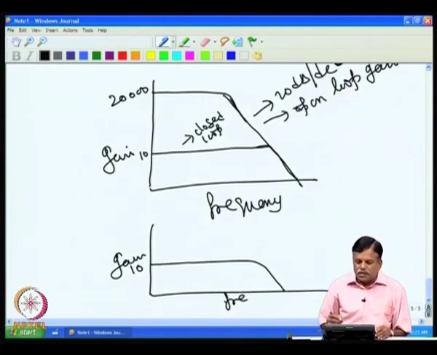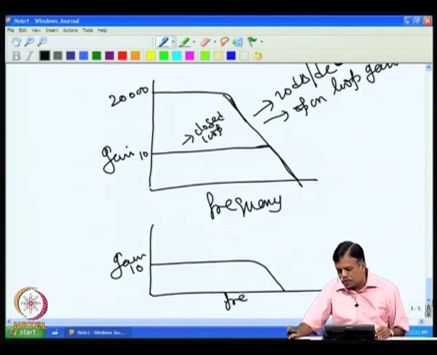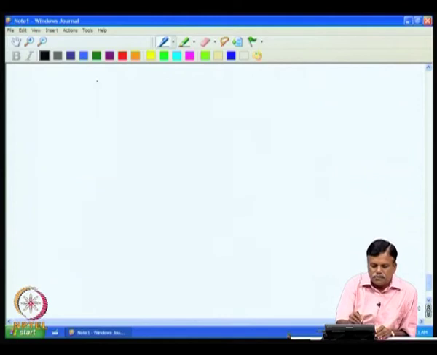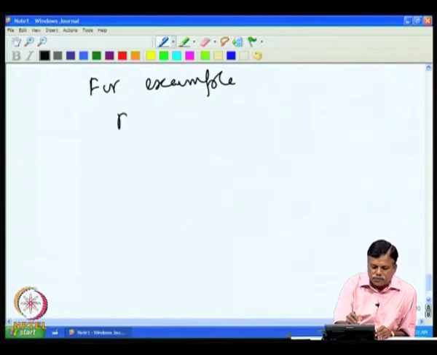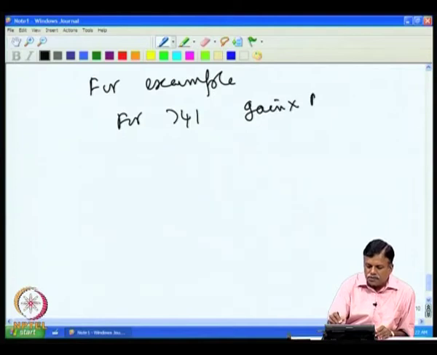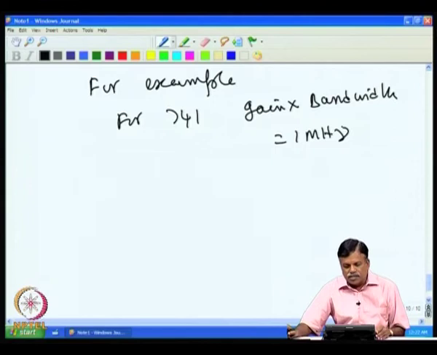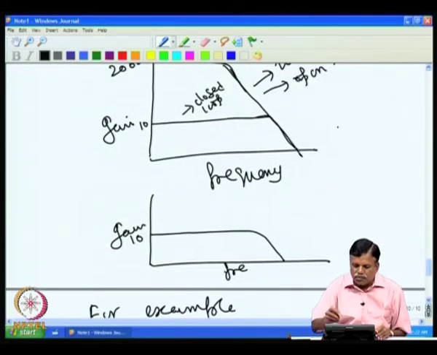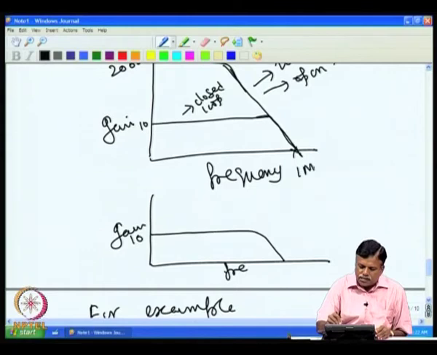Suppose for 741 we have a gain bandwidth product of 1 megahertz. For 741, gain into bandwidth is equal to 1 megahertz. That means, when the gain is unity, the frequency is 1 megahertz. For example, at unity gain it is 1 megahertz. So, when the gain becomes 10, this actually becomes 100 kilohertz.